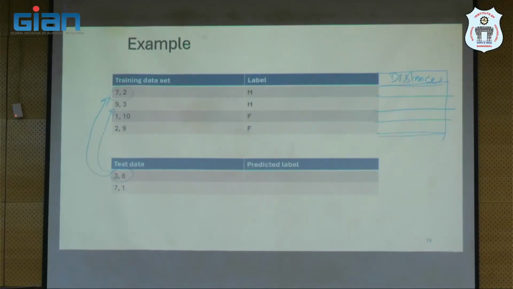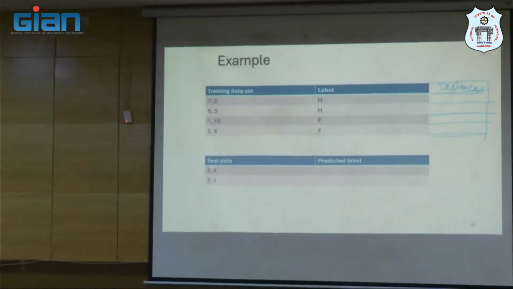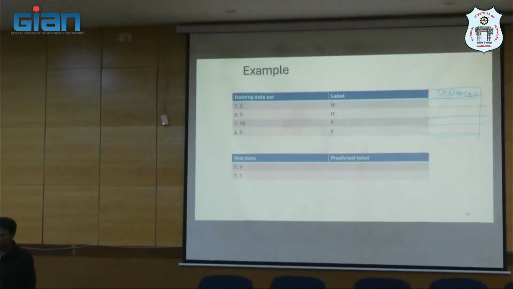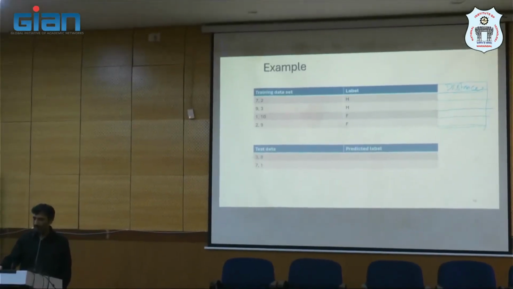Review this. Can someone please tell me the values of distances of the test point 3, 8 with respect to each of the training points? So 3, 8 with respect to 7, 2, what is it?